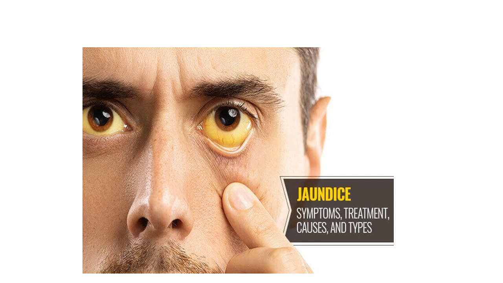Now one thing that you can see here is the yellow discoloration of the white part of the eye, which is called the sclera. So we will take up a few symptoms, a few causes, types of jaundice, and how you would find out the details. Only something that we will leave out is the treatment.